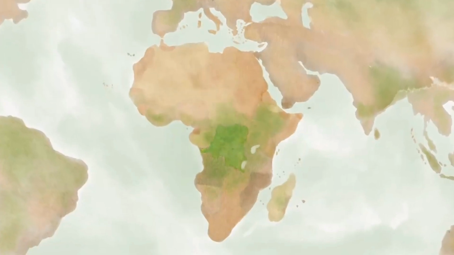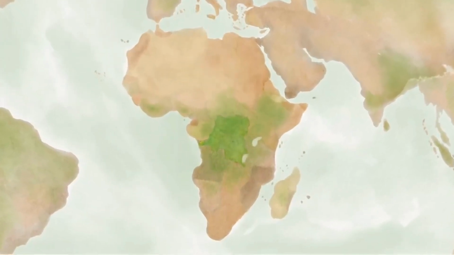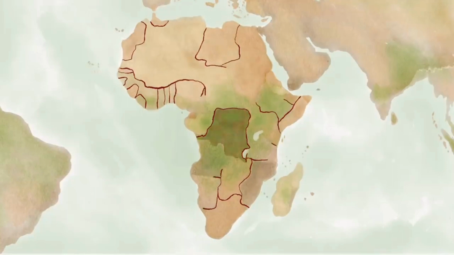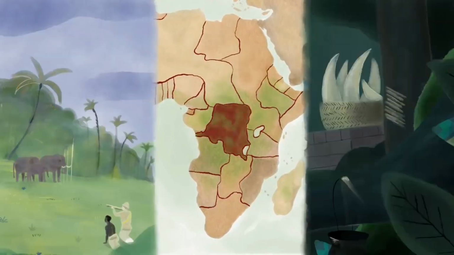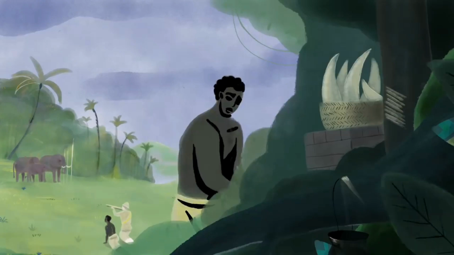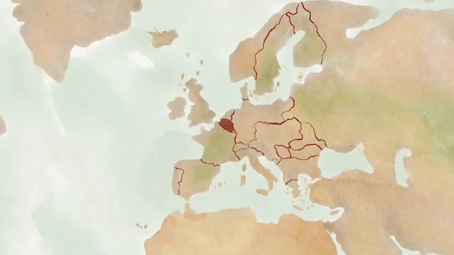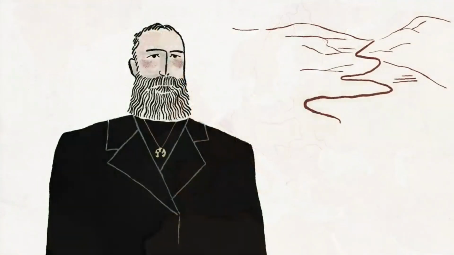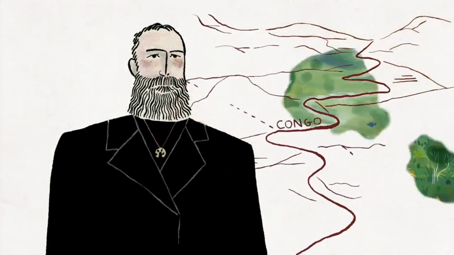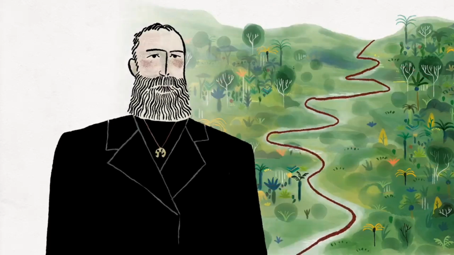Beginning in the late 1800s, European countries participated in the so-called Scramble for Africa. They colonized 90% of the continent, exploiting African resources and enriching their countries. Belgium had recently become an independent kingdom. Its ruler, Leopold II, wanted to acquire what he called a slice of this magnificent African cake.